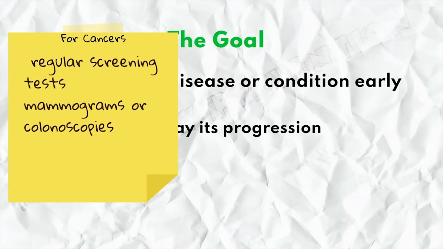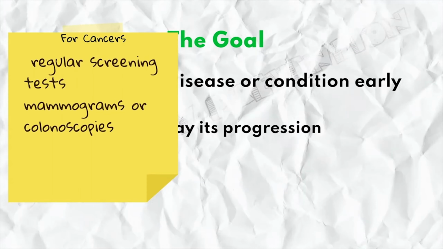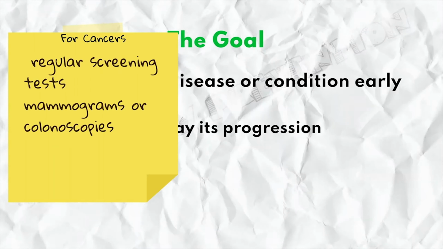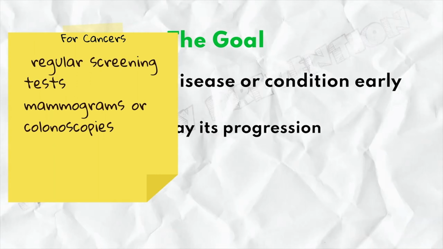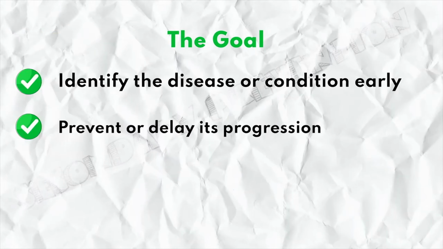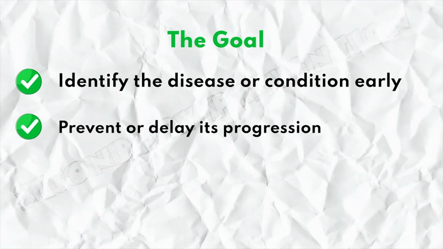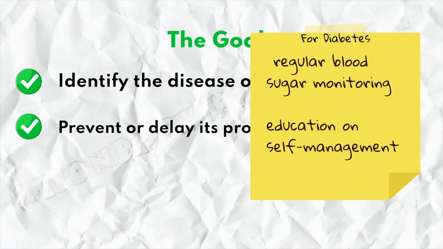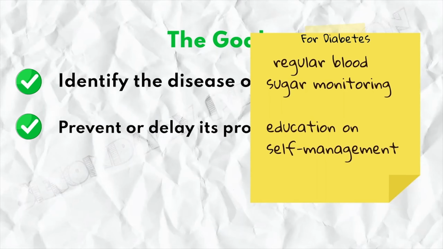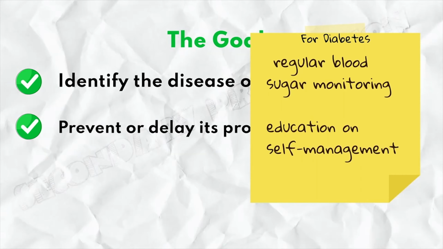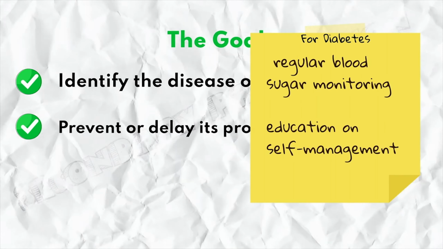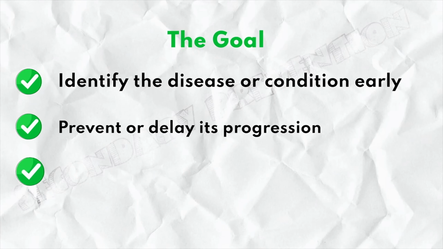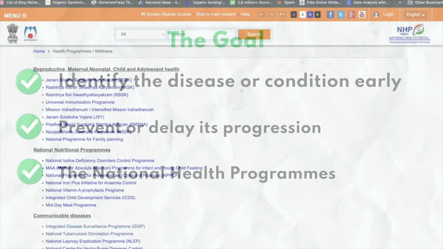For example, secondary prevention for cancer may involve regular screening tests such as mammograms or colonoscopy to detect cancer early when it is more treatable. Similarly, individuals who have been diagnosed with diabetes may receive regular blood sugar monitoring and education on self-management to prevent or delay the onset of complications associated with the disease. The health programs initiated by the governments are usually at the level of secondary prevention.